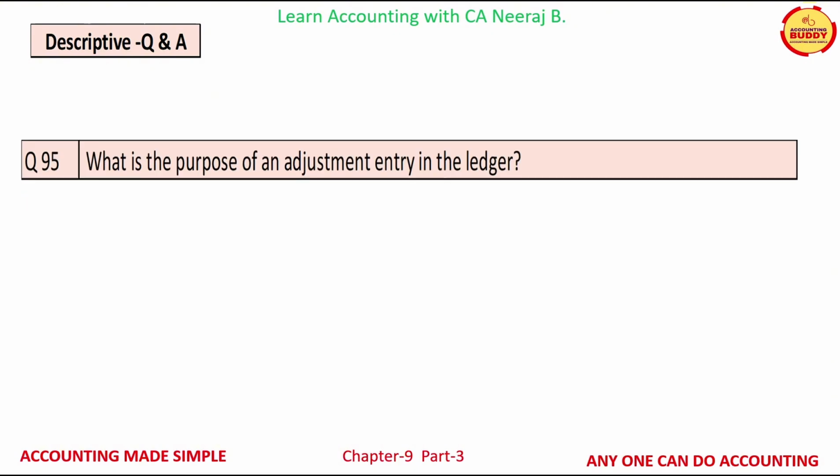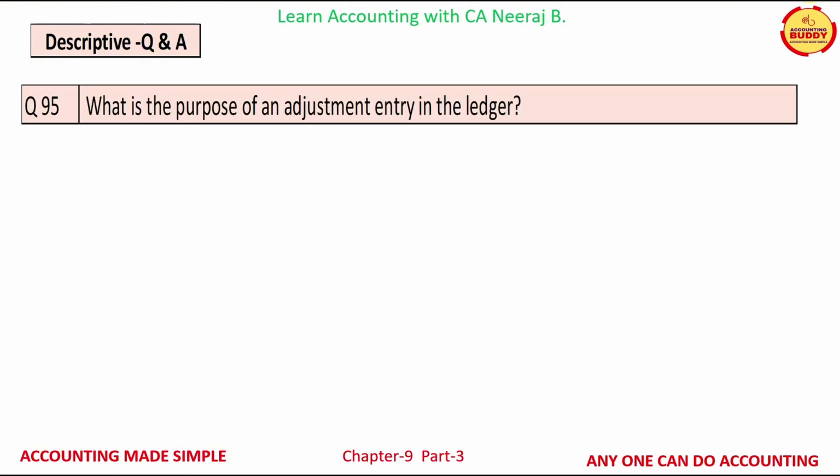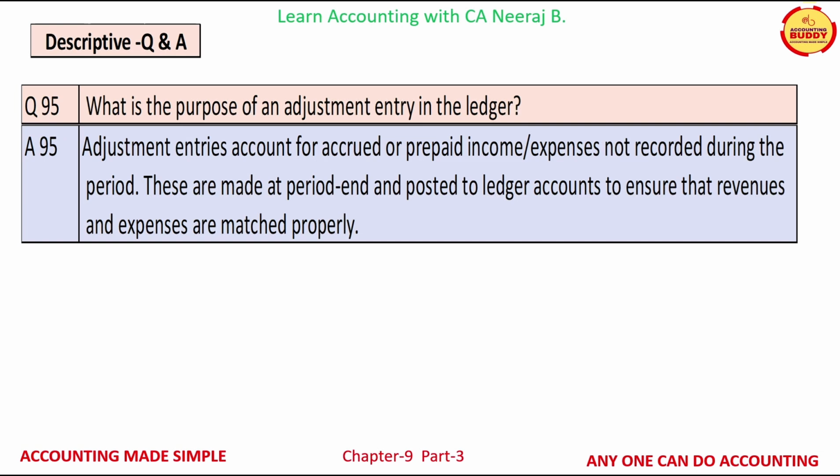Question number 95 is what is the purpose of an adjustment entry in the ledger? And the answer is adjustment entries account for accrued or prepaid income or expenses not recorded during the period. These are made at the period end and posted to the ledger accounts to ensure that revenues and the expenses are matched properly.